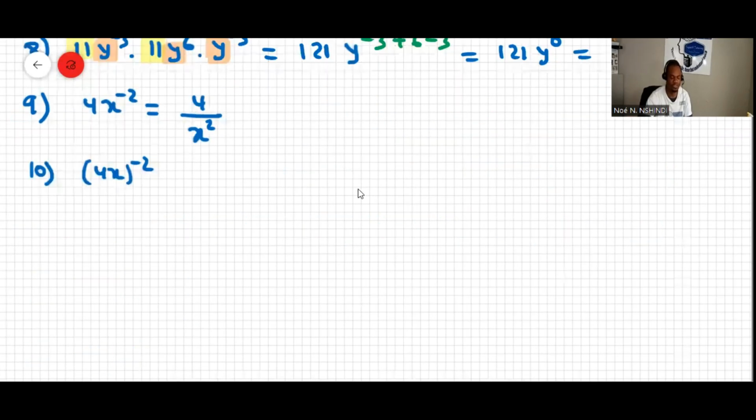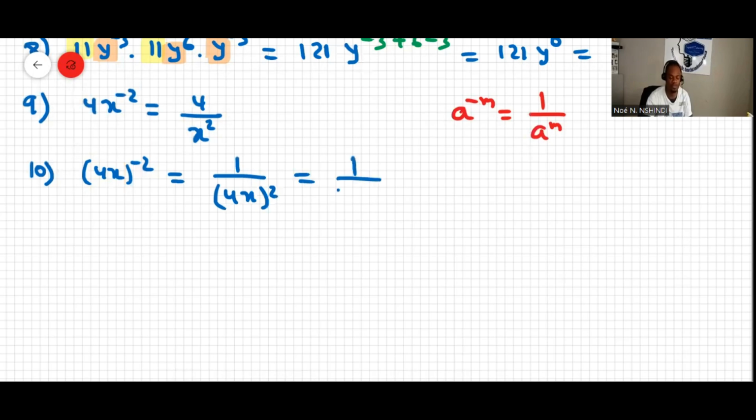Okay, so in this case, we apply the law I wrote earlier, a to the negative m will be equal to 1 over a to the m. So we're going to take the whole thing in the brackets here as a, 4x, not just 4, not just x, but 4x, and then this will be equal to 1 over 4x to the power of 2. We can simplify this further. It's going to be 1 over 16x squared, because 4 squared is 16, and x to the power of 2 is just x squared.